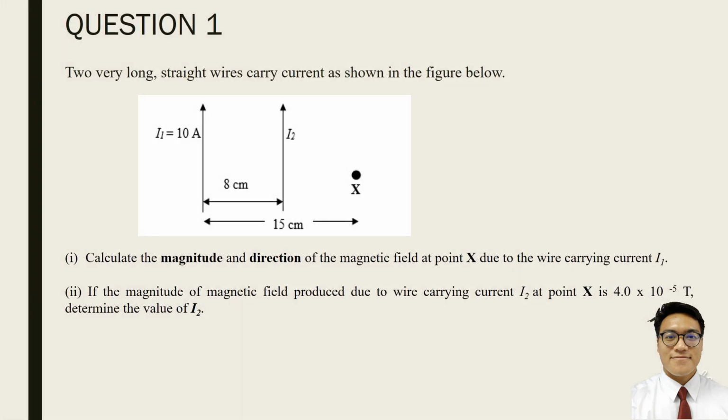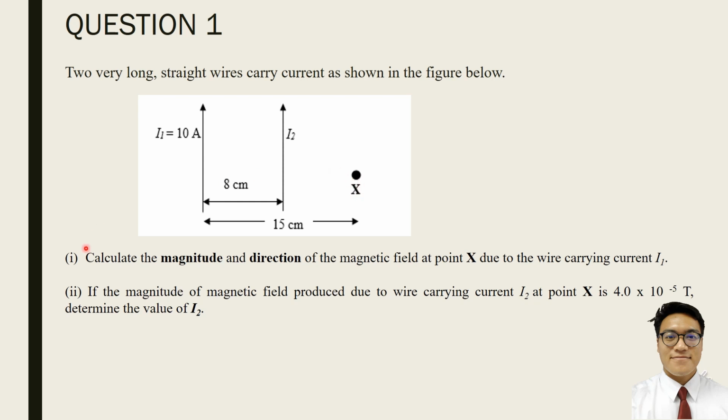So question 1. We have two very long straight wires carrying current as shown in the figure below. In this figure, what do we have? We have I1 here, with a magnitude of 10 ampere, and we have I2. In both wires, the direction of current is upward. Then we have point X, and we have 8 centimeter, the distance between the wire carrying current I1 and the wire carrying current I2, and 15 centimeter is the distance from the wire carrying current I1 to point X.